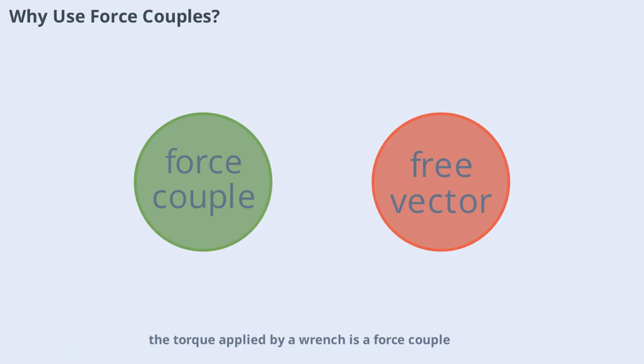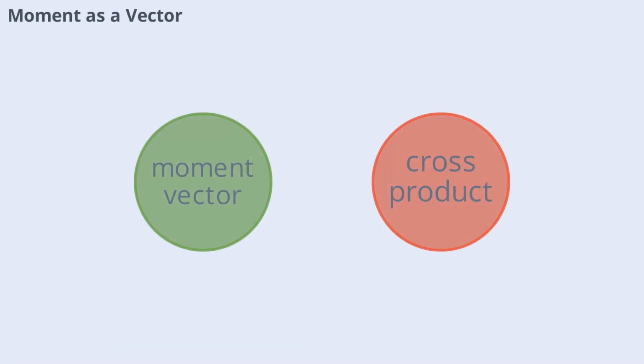For example, the torque applied by a wrench is a force couple, and its effect is the same regardless of where you measure it on the bolt. Moments can be represented as vectors using the cross product. The moment of a force F about point O is given by M_O = r × F, where r is the position vector from O to the point of force application.